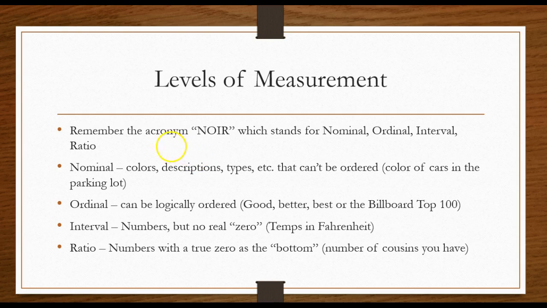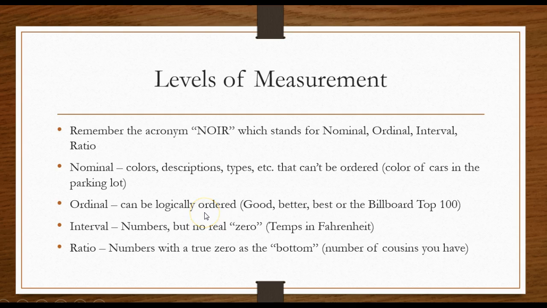Now, interval are numbers with meaning that can be added and subtracted, but there's no real zero. Well, you got to be careful when you say added and subtracted, but there's no real zero. The best example for the interval level of measurement is temperatures in Fahrenheit, because they can go below zero, -3 degrees Fahrenheit. Then there's ratio.